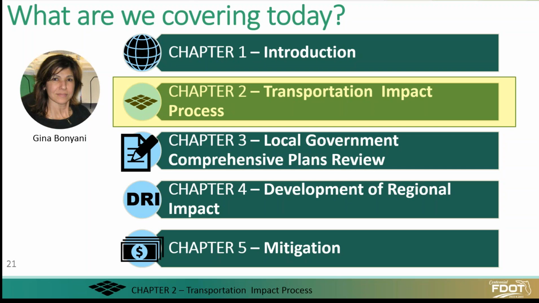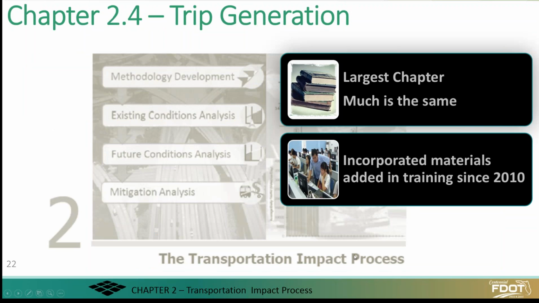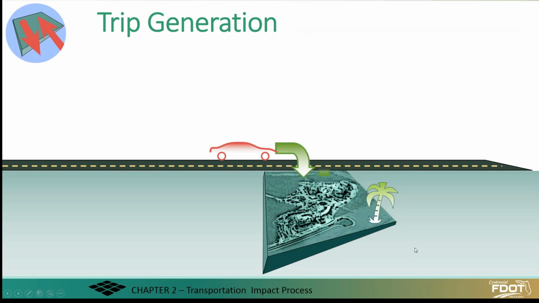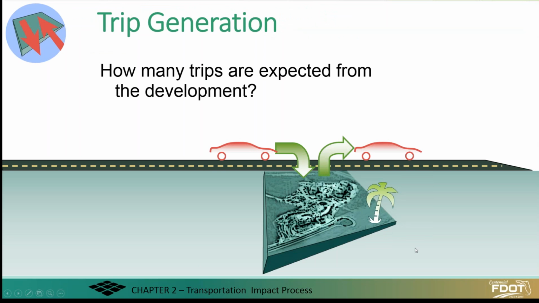So today, we're going to continue with Chapter 2. We're going to concentrate on Chapter 2 only. I'm going to talk about trip generation, really determining the impacts of the development on the transportation system. Really, it's confusing at times. So we need to know exactly the size of the development, and we need to know the trips that are generated from that specific development.